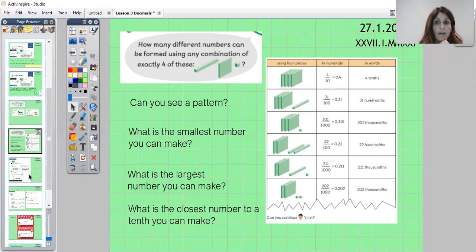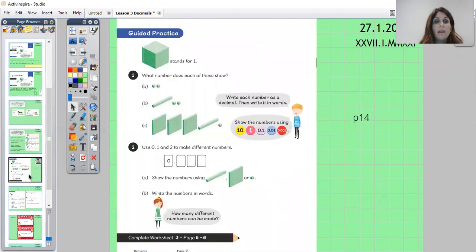Right, okay, so hopefully you're starting to get that. You're starting to see that you partition those numbers and you recombine them together. Okay, make combinations, and you're hopefully starting to see what each of those is worth. So your guided practice is on page 14. Very, very similar to yesterday's.